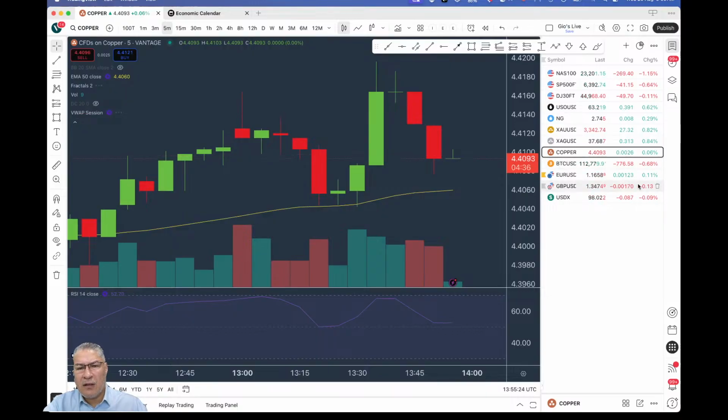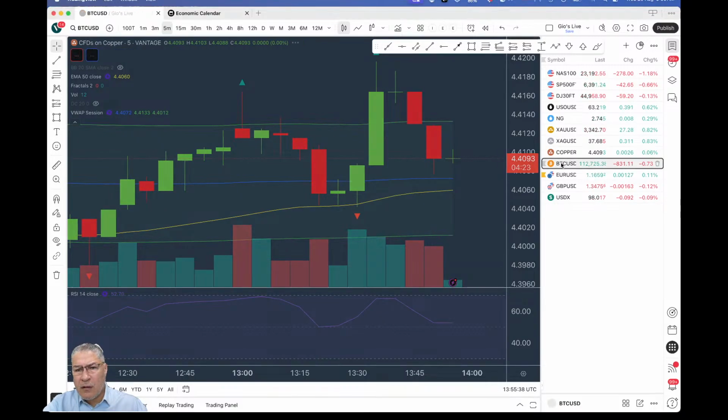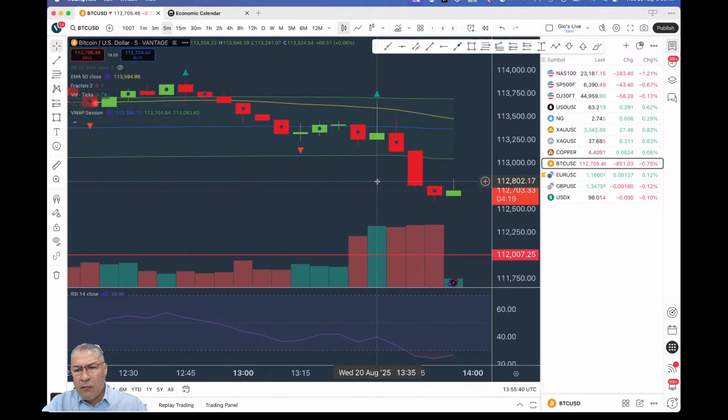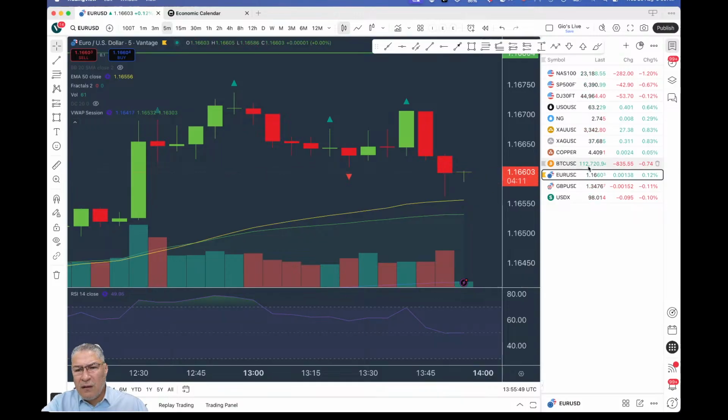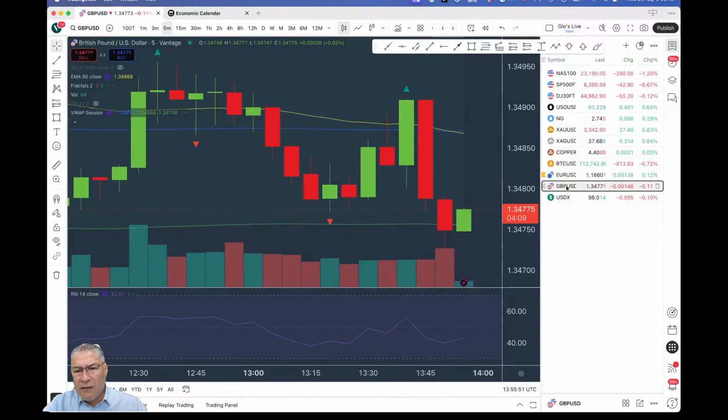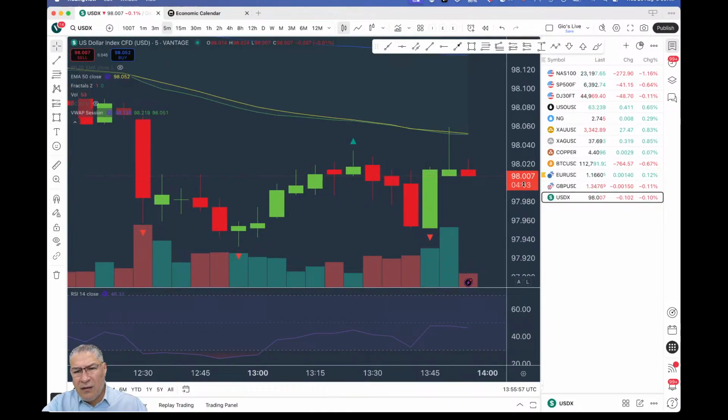Copper. Do we have copper here? Okay. Bitcoin continues to move lower. And then we have the currencies. The euro looking to sustain itself north of 116. The pound catching a little bit of a bid. All right. So we want to see the dollar index drop, but it's looking mighty strong.